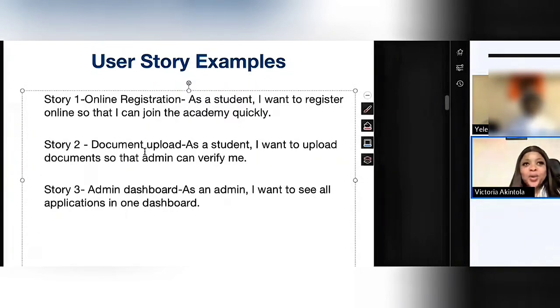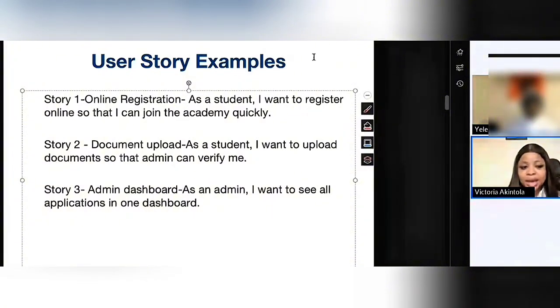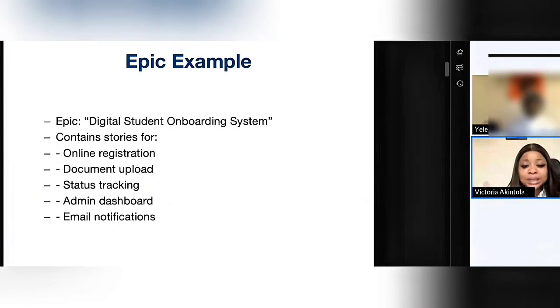Do you understand? Wait, so we have just to clarify something now. The online registration, is it a story or an epic? We're looking at examples of user stories here. Epic has not changed. Our epic since morning is still the digital student onboarding system. It will not change. It's like giving your project a title. It's like saying you want to go on vacation and you're doing an itinerary for your vacation, with the title of your epic.